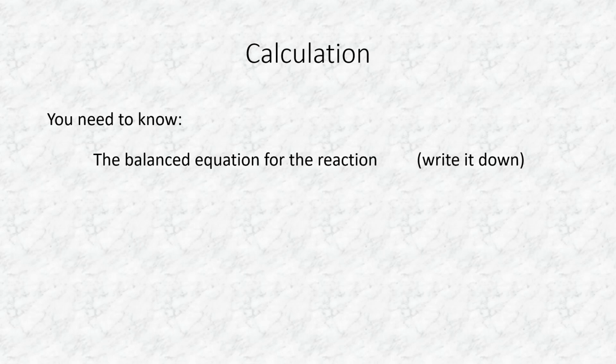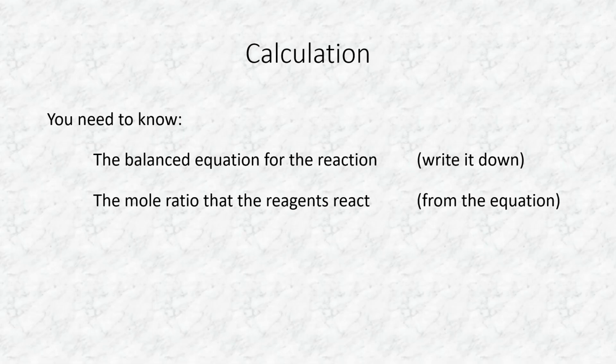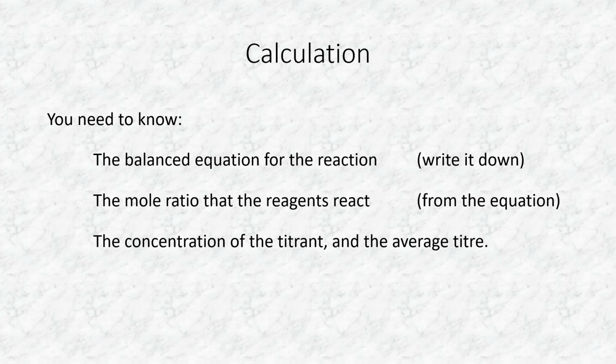What do you need to know in order to do the calculation? You'll need to know the balanced equation for the reaction and write it down. If you're doing this as an exam question, or if you're doing this as a write-up, as a practical that you've done in a lab, then write down that equation. You'll need to know the mole ratio that the reagents react. That's simply what's the mole ratio that the two reactants react at. And you'll see this in the balanced equation. That's why it must be balanced. The other things you need to know is what was the concentration of the titrant, the solution of substance that was in the burette, and what was the average titer, the average volume that was used in your titration runs.